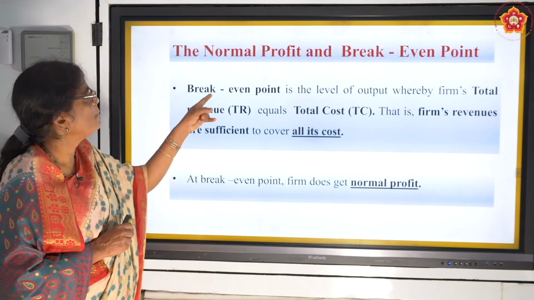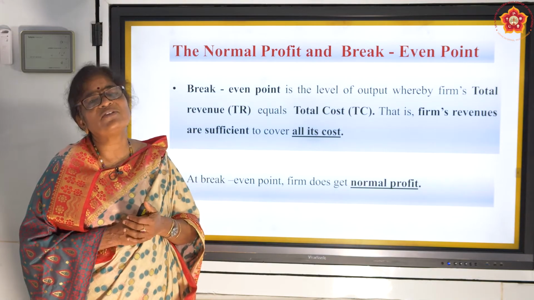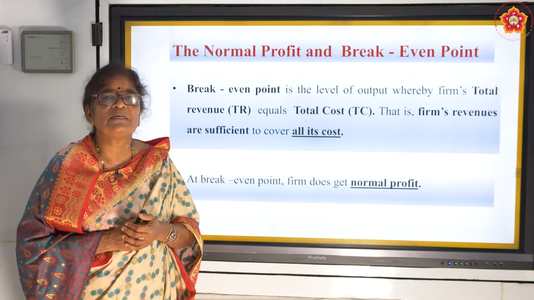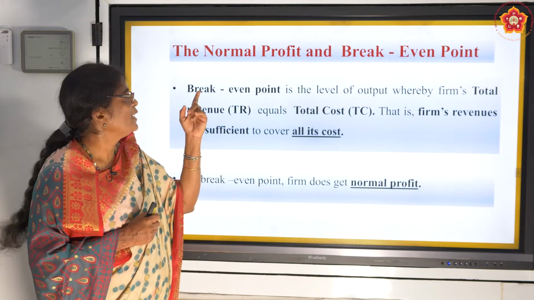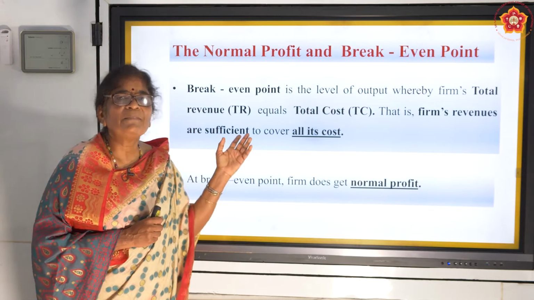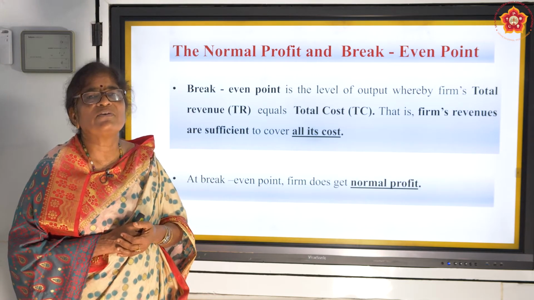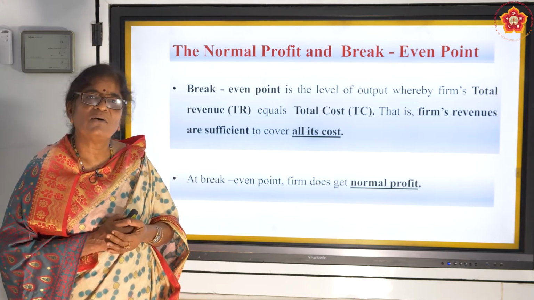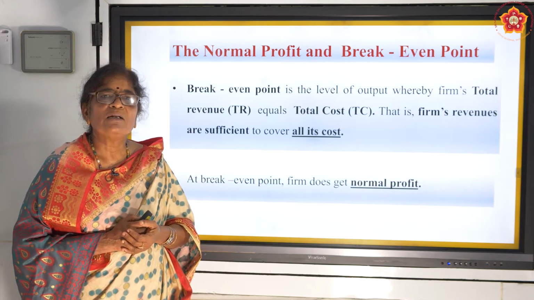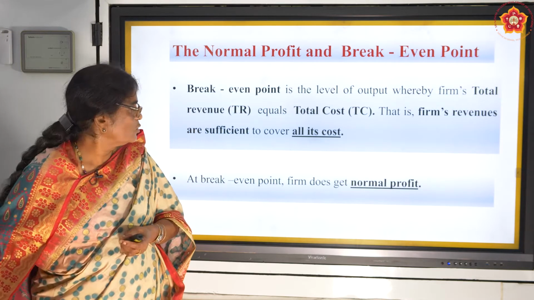The next one: normal profit and break-even point. Under the shutdown point, we have seen that the revenue of the firm is only enough to cover the variable cost of the firm for the particular product. But what is the difference between the break-even point and the shutdown point? Under the break-even point, it is a little better than the shutdown point, because here the revenue of the firm is good enough to cover all the costs of the firm. What are all the costs? We have studied under the cost function: fixed cost and variable cost. Fixed cost plus variable cost is called total cost.